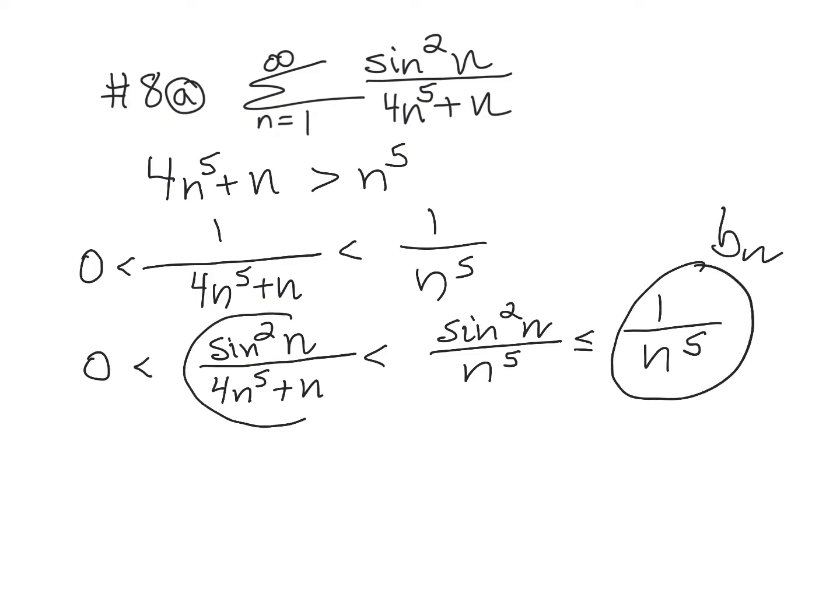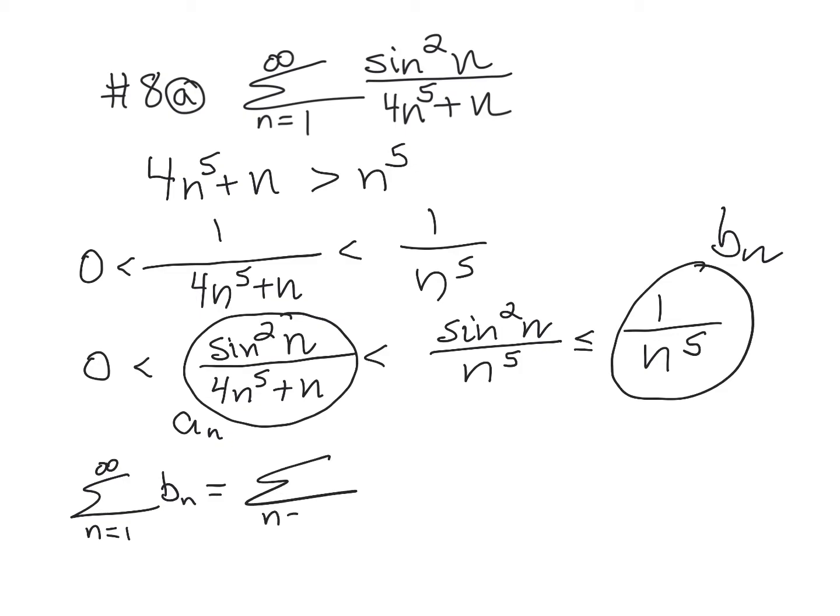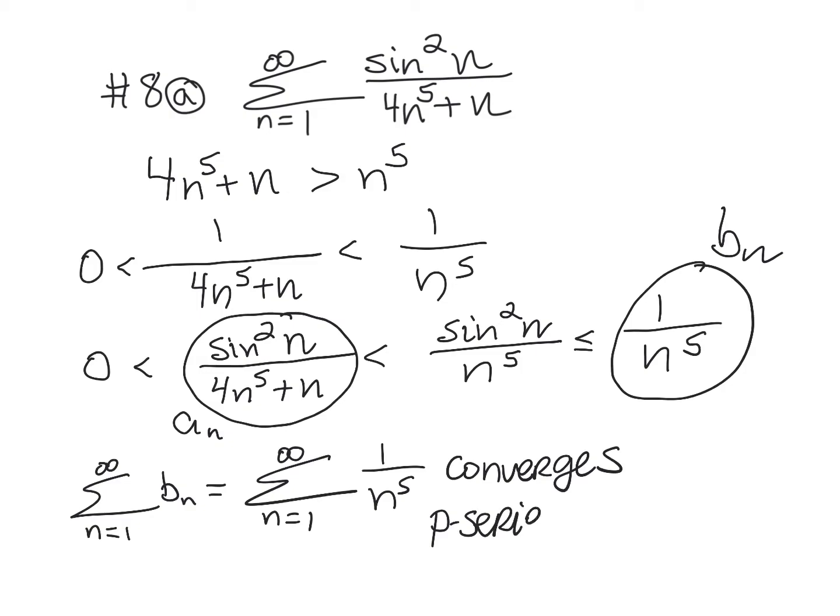Let's call 1 over n to the fifth b sub n, and sine squared of n over 4n to the fifth plus n a sub n. We now examine convergence or divergence of the b sub n series. That's the summation 1 to infinity 1 over n to the fifth. This is a p series. It converges because p is equal to 5, which is greater than 1, and that's the determination of convergence.